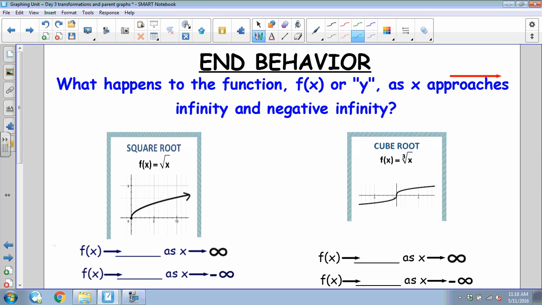How many of you heard of end behavior before? Anybody? No? Okay. End behavior is what's happening to the function as x approaches infinity and negative infinity. F of x is the same thing as y, okay? End behavior is not difficult, but it's easy to get tongue-tied with all the terminology.